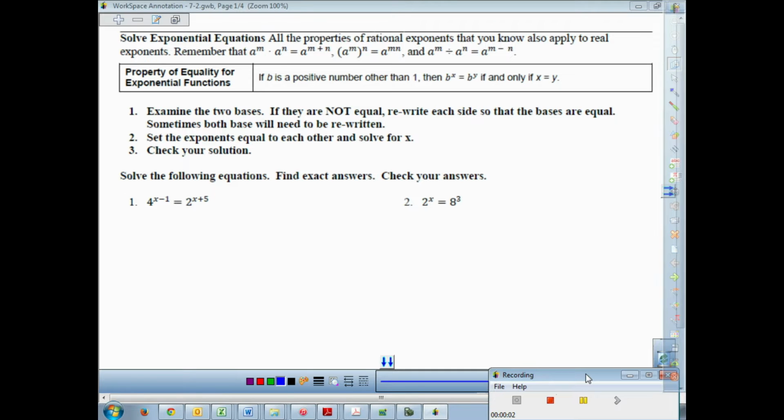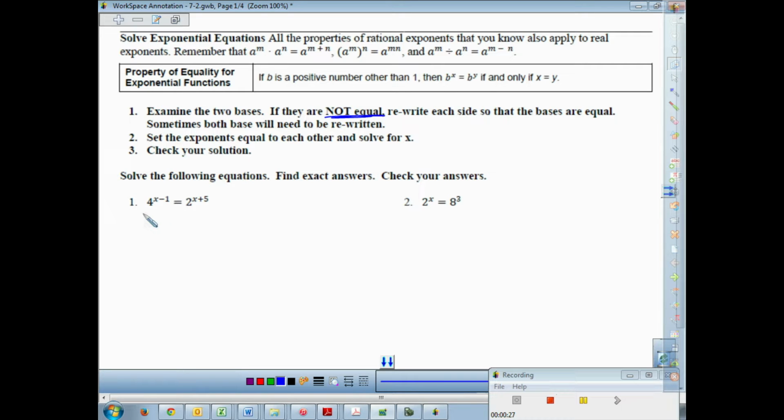But today we will do a little trick, right? We will try to get the bases to be the same. So here's our situation. We're going to examine the two bases. If they're not the same, all of our problems today will be possible to rewrite them with the same base. Then we'll set the exponents equal to each other, and then we'll check our answer.